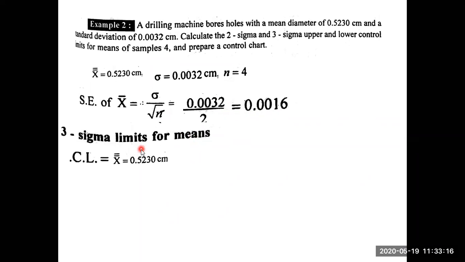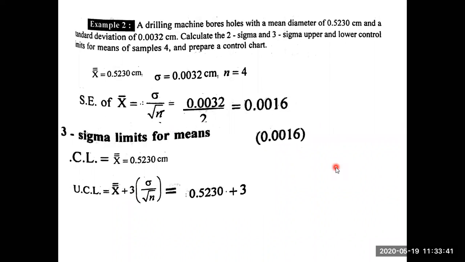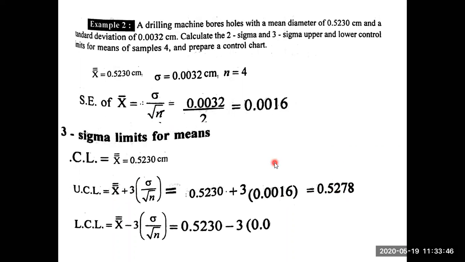x bar only. X bar already has given. Therefore, control line is over. Upper control line is x double bar plus 3 into sigma by root n. For that one, we did the sigma by root n. Sigma already he has given. N is already he has given. Root n, that's why 2 I have written. So x double bar value, 3 value already is 3. Sigma by root n value is this one. Just substitute in this one, you are going to get the value 0.5278. Similarly, you can follow the lower control limit.